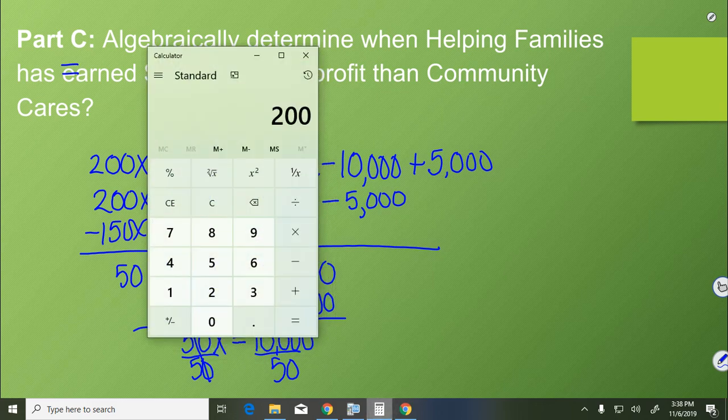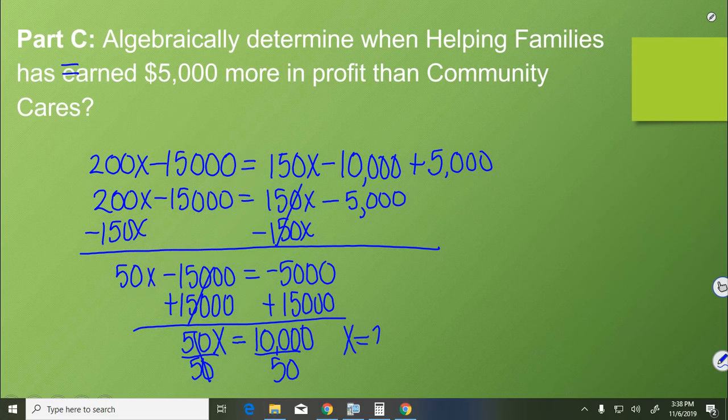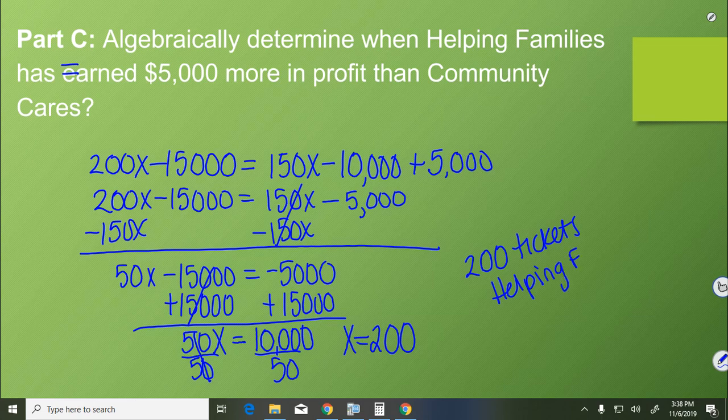and we get 200. So when they have both sold 200 tickets, Helping Families will have earned 5,000 more than Community Cares.